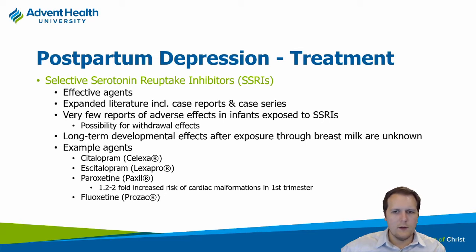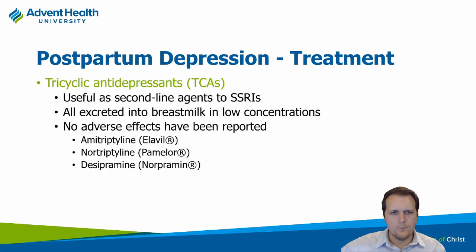So for instance, we know that adult patients can withdraw from SSRIs if they're cut off cold turkey. Same thing can happen for newborns once they're born, but that may be mitigated for things like if they're being breastfed. Maybe they'll get some transference over from the mom potentially. So examples, things like citalopram and escitalopram can be used here. With paroxetine, there is a risk for cardiac malformations, especially if used during the first trimester. So that may be something you want to avoid and maybe use one of these other agents instead.